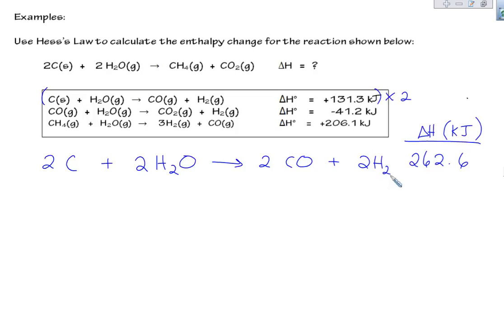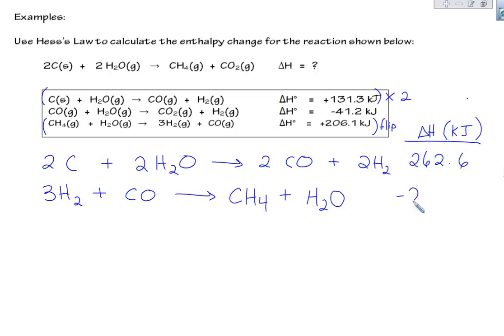I have methane in that 3rd elementary step, but it's on the reactant side, and I want it on the product side. So let's try taking this 3rd step, and let's flip it. So we'll reverse the whole thing. So we would have the 3 hydrogen and the carbon monoxide, and we'd form the CH4 plus water. And then I flip the sign of the delta H, so this will become negative 206.1 kilojoules. All right, I like this. It's kind of fun, right?